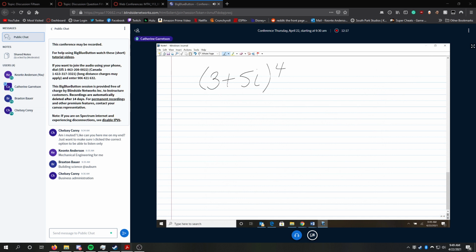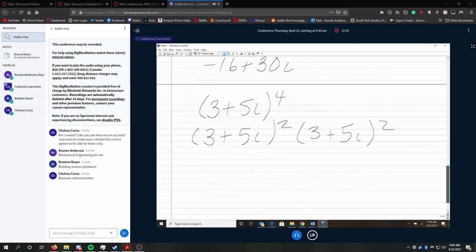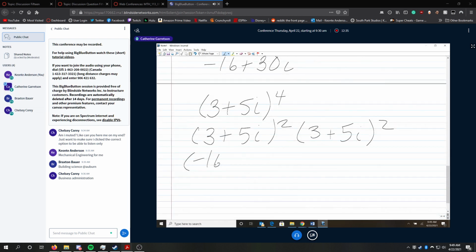Well, that means I have 4 of those multiplied together. So I could think of it as I have this times this. So if I was going to take a shortcut, and I know the answer to that, so that would be a -16 plus 30i, because I've already figured out what the squared was. This would be a -16 plus 30i.